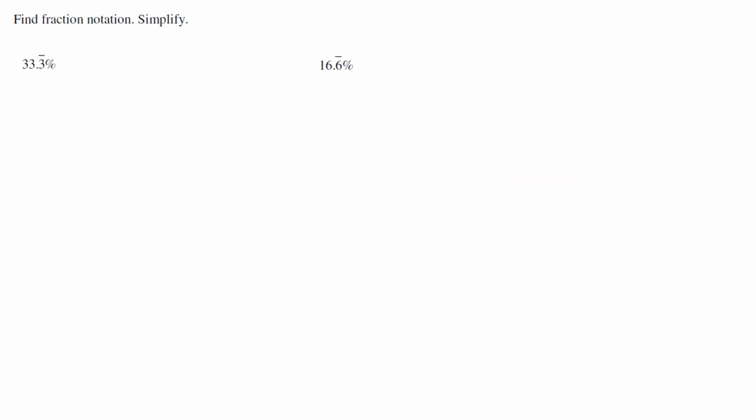Alright, this one's a little more interesting because it has a repeating decimal, but that's okay. We can still figure this one out. So I've got 33.3 repeating, and so that means that that 3 is going to repeat and repeat and repeat, right? So 33.3 repeating times 1 over 100. So we get 33.3 repeating over 100.